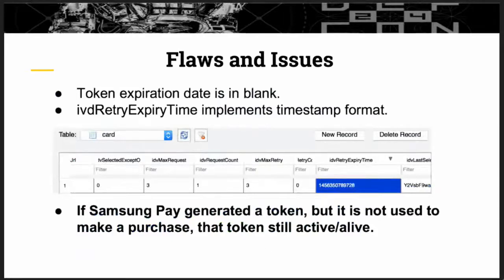When I was able to make a backup of the Samsung Pay databases, in the card table, I found the token expiration date wasn't blank, specifically in that field. Also, the IB retries party time implements timestamp format, which expire over 24 hours. So basically, the main problem here is if Samsung Pay generates a token, but you don't use this token to make a purchase, that token is still alive or active.